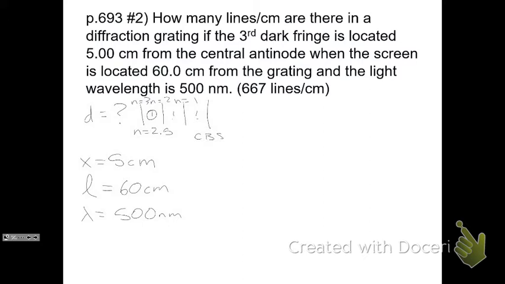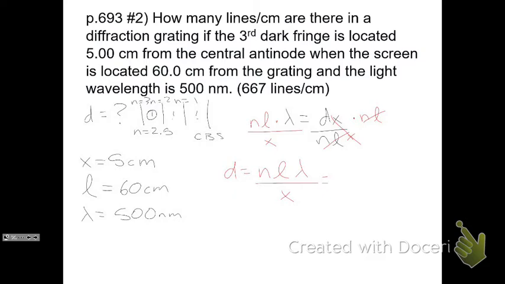This is a double slit calculation, and we do not have an angle, so we're going to use the formula lambda is equal to d x over n times L. We are isolating for d, so I will multiply both sides by n times L, and divide by x. Then we get D is equal to N times L times lambda over X. Punch that into our calculator.